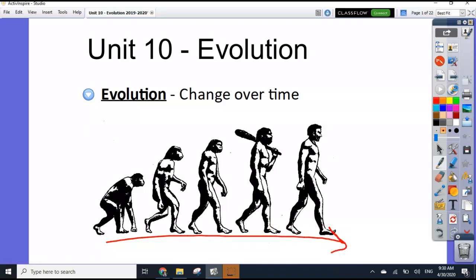It could be little changes, like, for example, maybe a species has a slightly longer fingertip length or a slightly darker color coat over time. It doesn't have to be very, very big changes. So we're going to talk about evolution, and we're going to talk about how exactly it happens.